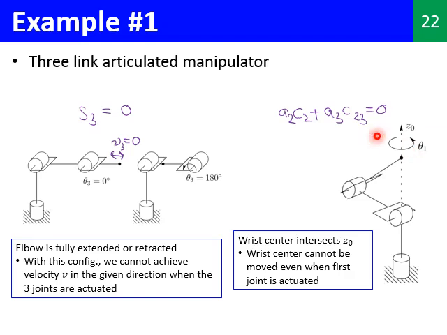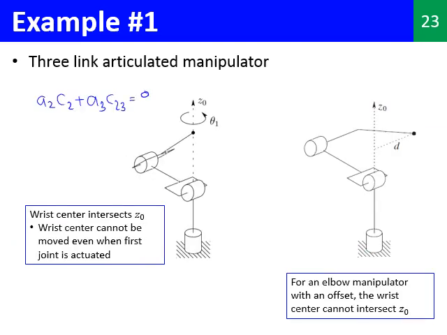Actually, we have come across this configuration when we were dealing with inverse kinematics as well. Here you can see the wrist center intersects with the Z naught axis, therefore we cannot move the wrist center even if we actuate this first joint. Again, if we have an offset d, then the wrist center will not intersect with Z naught, and as a result, we can get rid of that particular arm singularity.